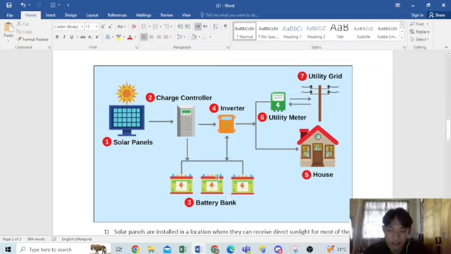Then the DC electricity stored in the battery bank is sent to the inverter, which converts it into AC electricity. Most household appliances and devices run on AC electricity, so the inverter makes the energy usable. And lastly, the AC electricity is then sent to the electrical panel of the house or building, where it can be used to power the appliances and devices.